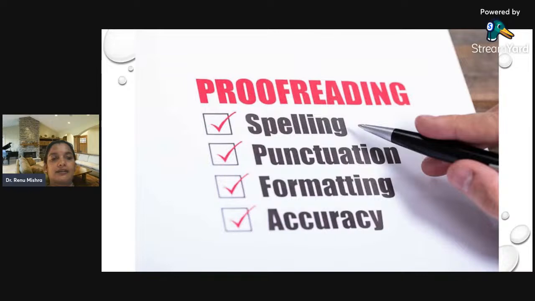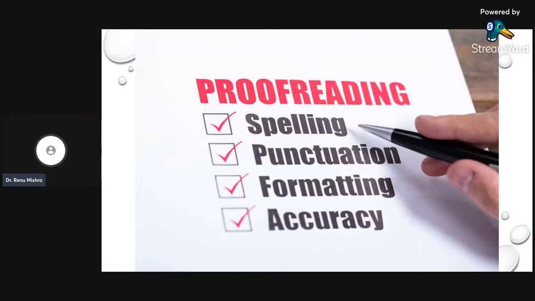Then comes formatting. Formatting, as in the correct flow of your work. Whether the first paragraph of my literature review is ending in such a tone that it is paving the way for my second paragraph. Second thing, is there any consistency between all my paragraphs or not?